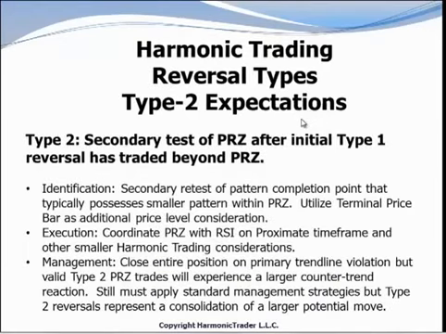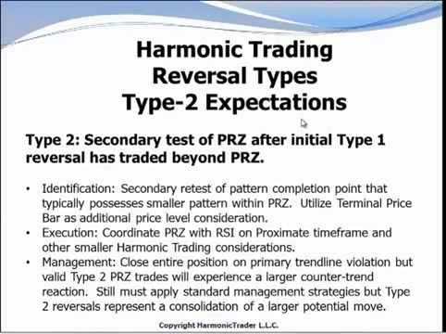But in most cases we see a secondary test, and it's very common that we have a secondary test of the PRZ after the type 1 reversal has traded beyond the potential reversal zone. So for identification purposes, we're looking for some secondary retest of the pattern completion point that in many cases will possess some type of smaller pattern within the PRZ. So we utilize the terminal price bar level as well, because sometimes, remember, that terminal price bar can exceed the PRZ, but we still utilize that as an additional level when we're assessing that secondary test.